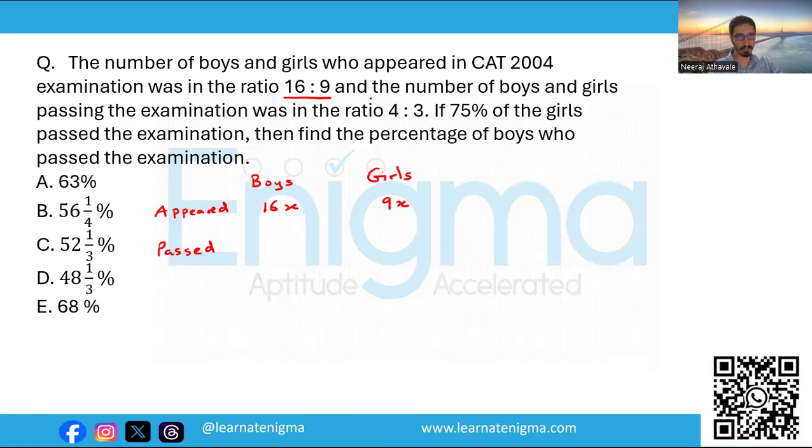Now, the number of boys and girls passing the examination was in the ratio 4:3. Now, we cannot use the same variable x again. So, we'll use y over here. 4y and 3y. Now, 75% of the girls passed the examination.